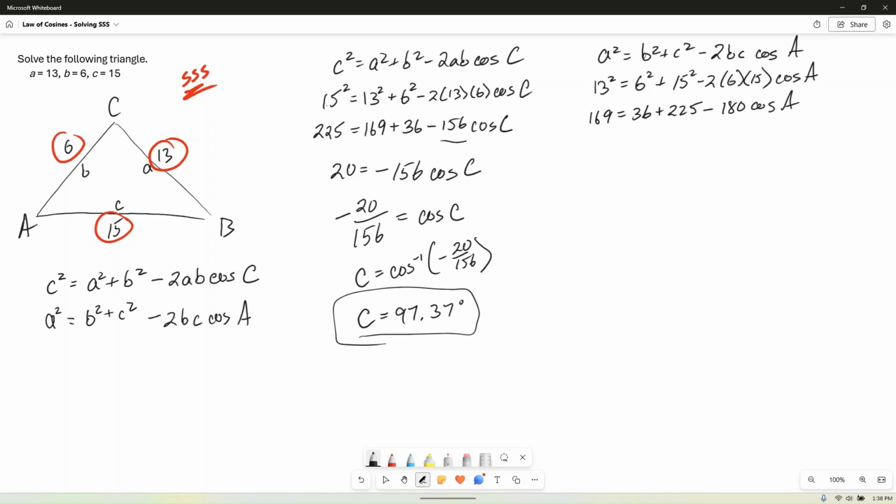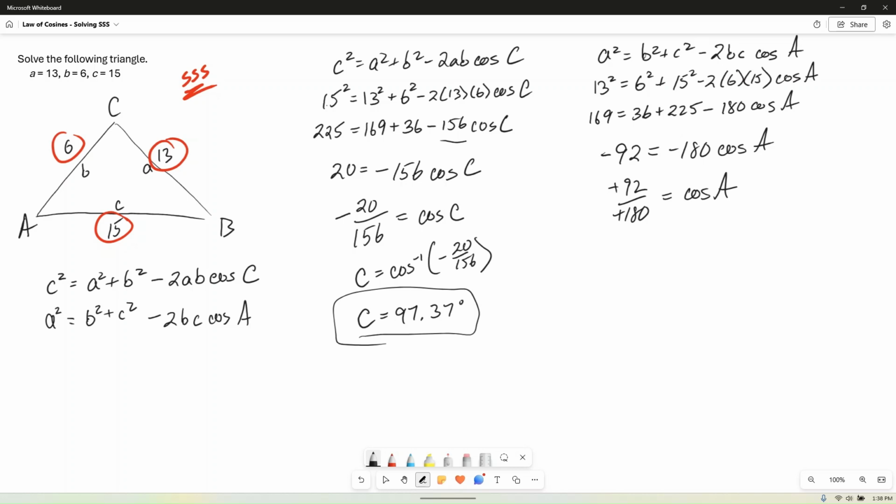And we'll follow the same algebraic process. We're going to take the 36 and the 225, and we're going to subtract them both from the 169, and that's going to result in a negative 92 equaling a negative 180 cosine of A. And then I'm going to divide both sides by a negative 180. So you have a negative 92 over a negative 180 equals the cosine of A. The negatives cancel out. I'm not going to do the division now. We can just let our calculator do that.